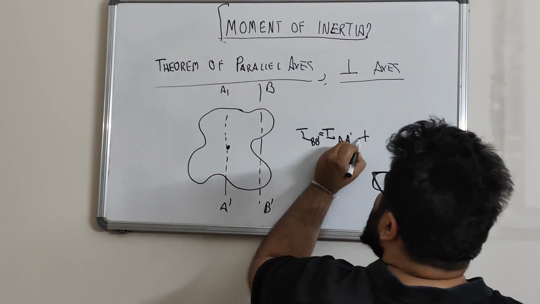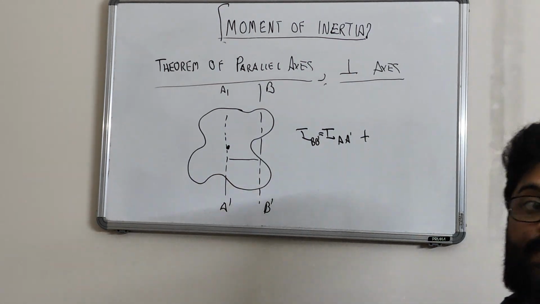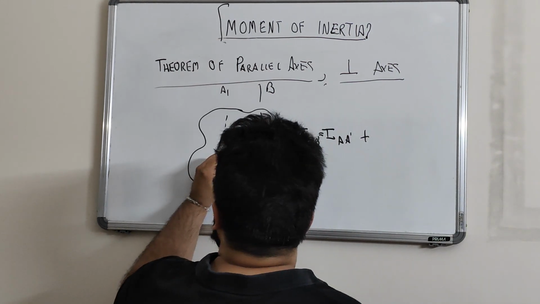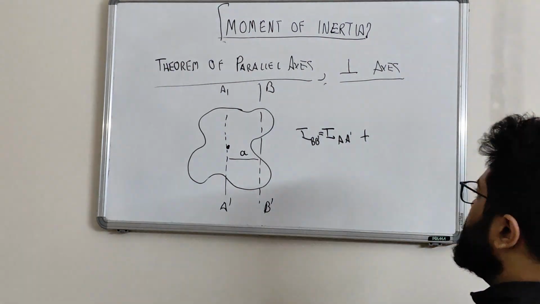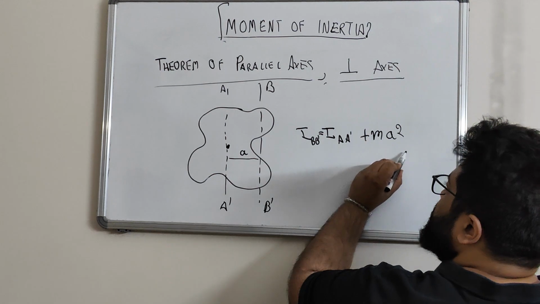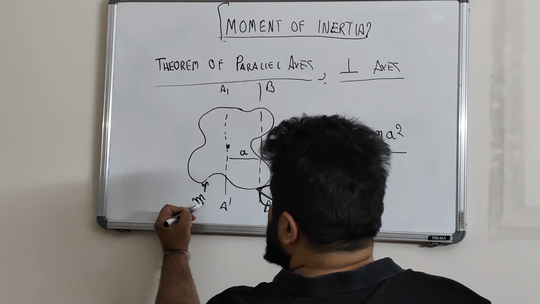right, plus what? You see there's a distance between them. There's a perpendicular distance between them. Let's call it A. Okay. Right? So this becomes I of A dash plus mass into A square. Mass of what? This body. Okay.